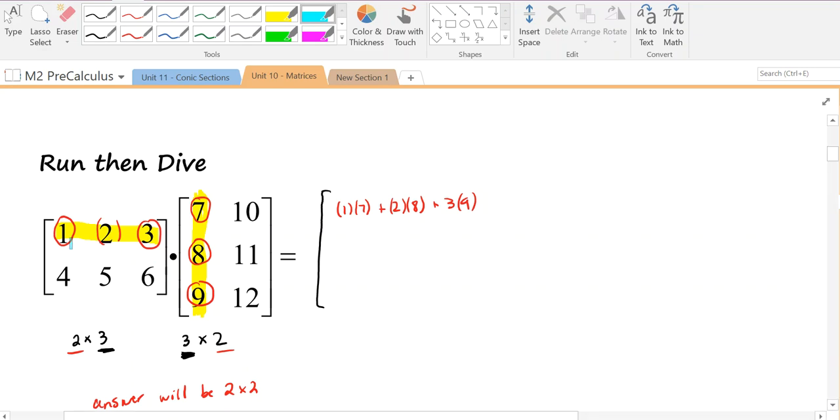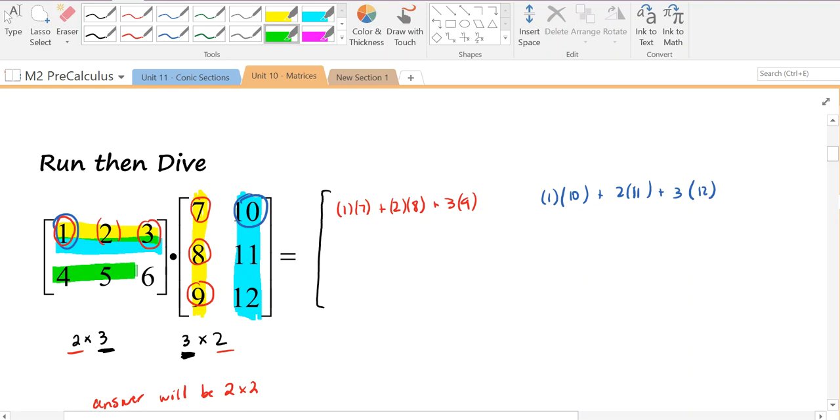Now I'm going to run and dive again. I'm going to run across that first row, and I'm going to dive down this column. Now notice here I'm diving down this second column. This second column is going to go in the first row, second column of my answer. So 1 times 10, this is that 1 times that 10, plus 2 times 11, plus 3 times, oops, that's 11, sorry, 3 times 12.